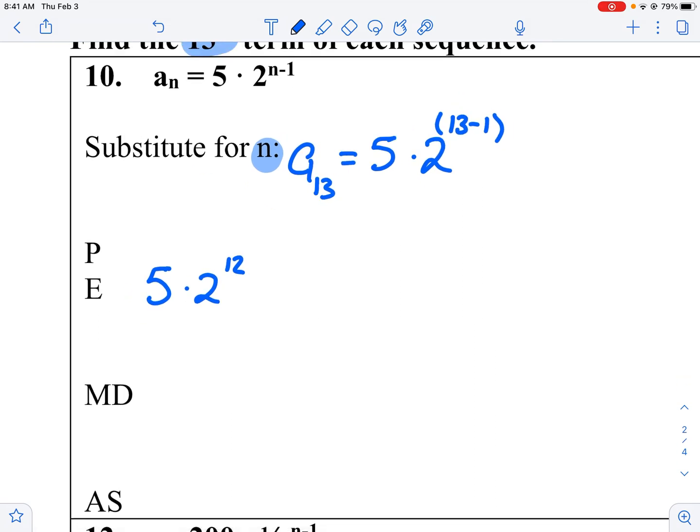And now this is going to be kind of tough. I don't know what 5 times 2 to the 12th is. I'm going to have to take my calculator and do that exponent first. Let's all get our calculators out. 2 to the 12th. That would be 5 times 4,096. So my final answer would be 20,480.